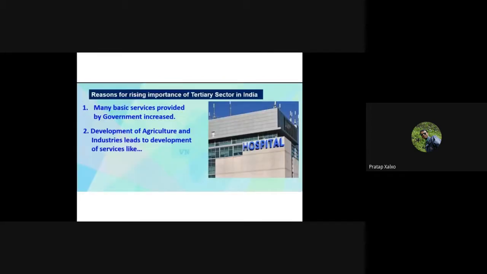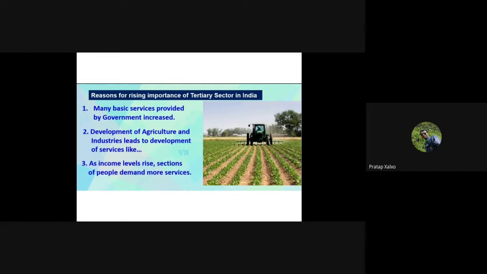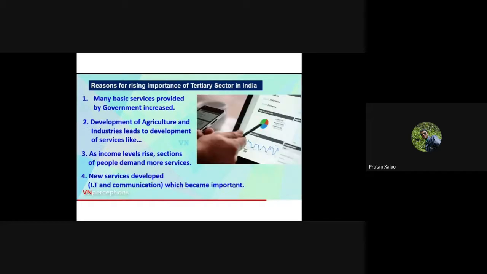Second, development of agriculture and industries led to development of services like transport and communication. As income levels rise, sections of people demand more services, and that is why the malls have come up. New services developed, and these new services are, one is IT and the other one is communication, which has become an essential part of our life.